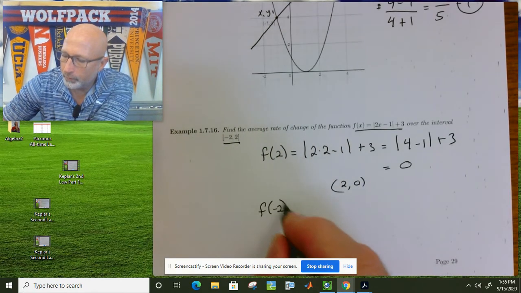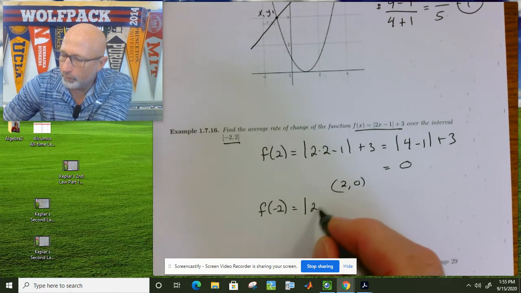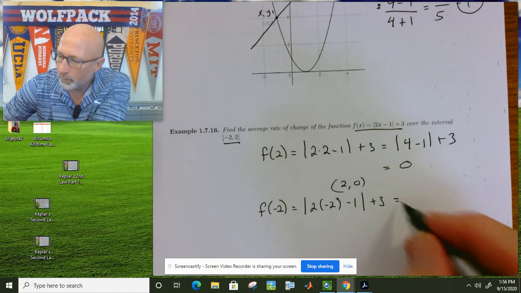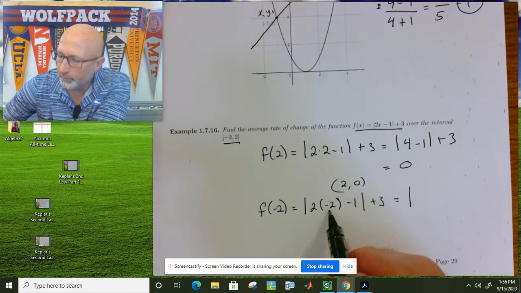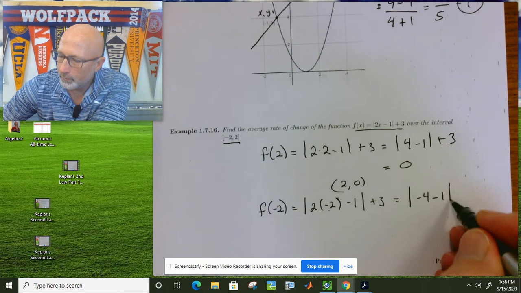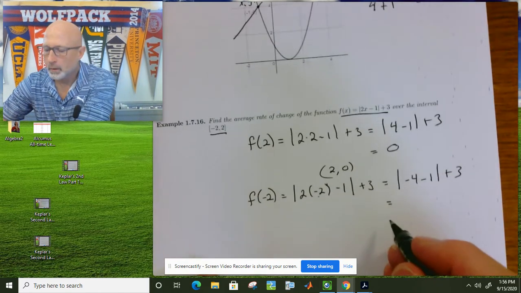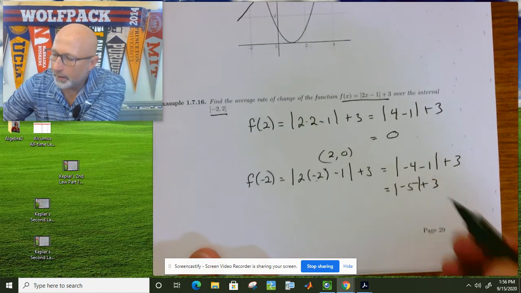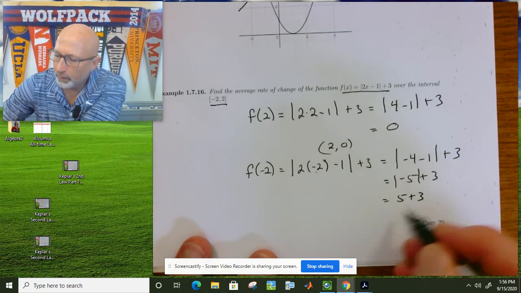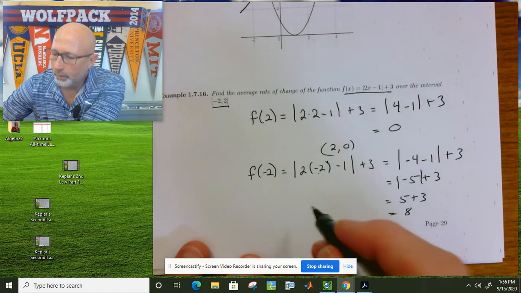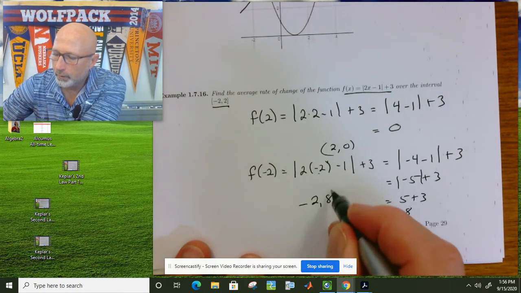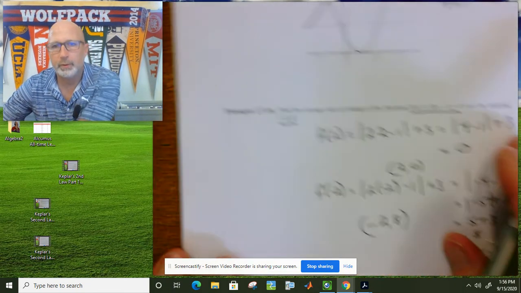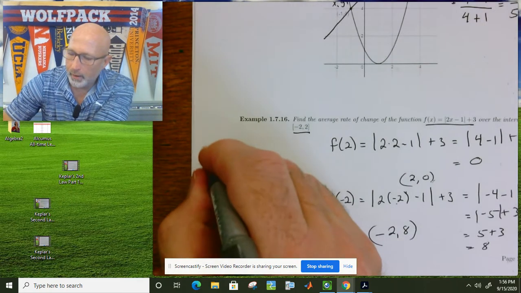Let's try -2. So f of -2 is equal to the absolute value of 2 times -2 minus 1, plus 3, which is equal to the absolute value of -4 minus 1, plus 3, which is equal to the absolute value of -5, plus 3, which is equal to 5 plus 3, which gives you 8. So this one goes to the point (-2, 8). So there are my 2 points, so just find the slope between those two.